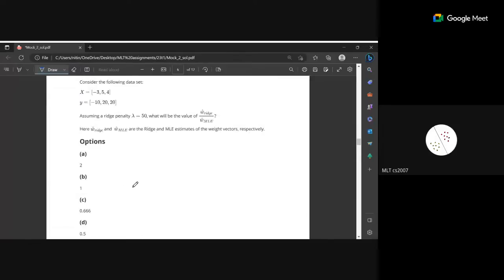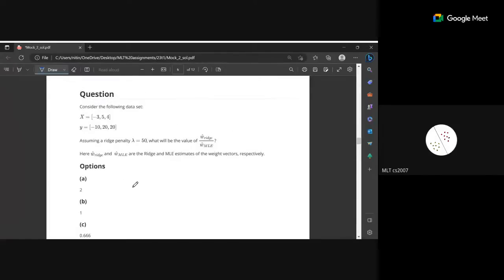And if you notice the data set, if you find X, this will be transpose. Sir, what I have told, that is the loss function for W ridge, right? Yeah, that you mentioned, plus lambda norm of W square. That is the loss function.